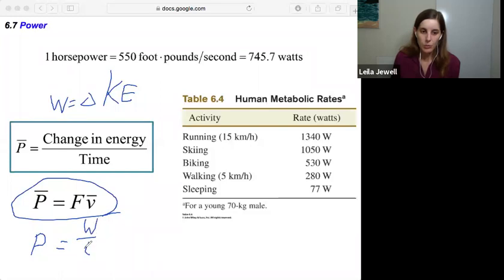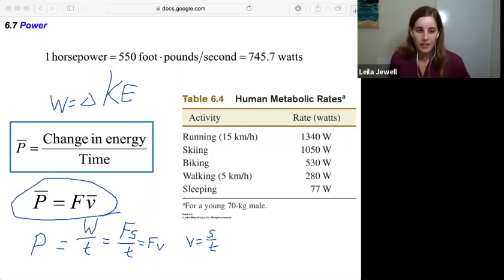And if you plug in that work, assuming the force and the displacement are in the same direction, is force times the displacement over time. Displacement over time is a concept we've seen before, right? That's our velocity. So we're just plugging that in for S over T, and we get that the power is the force times the velocity, average velocity. So that one's not used as often, but it is an alternative way to calculate power.